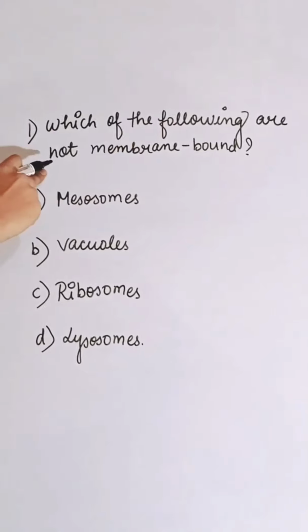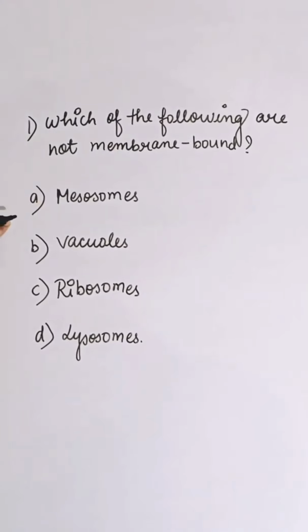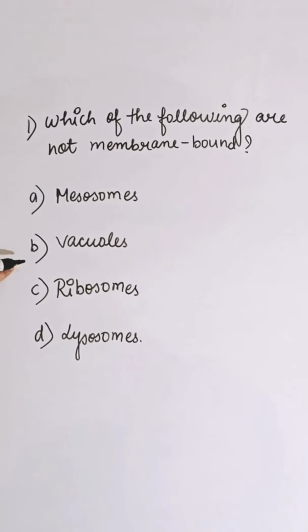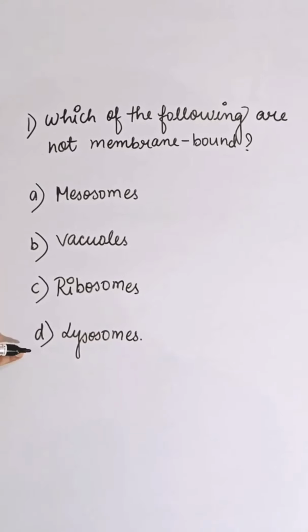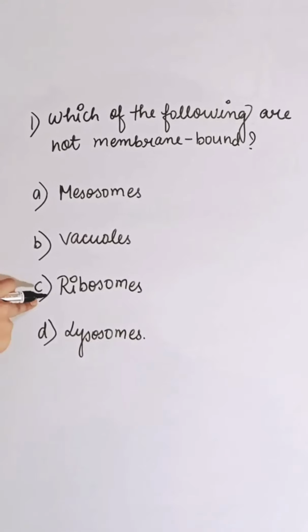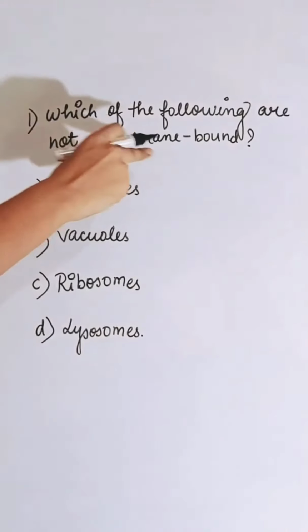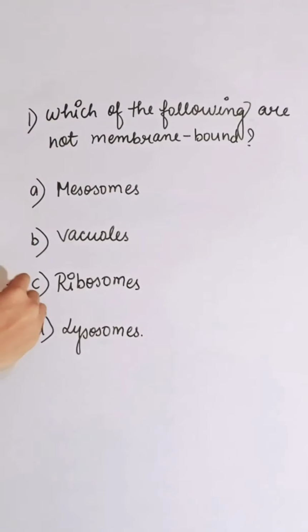Which of the following are not membrane bound? First option mesosome, second is vacuoles, third is ribosome, and fourth is lysosome. Ribosome does not have a membrane bounded structure. So correct answer is C.